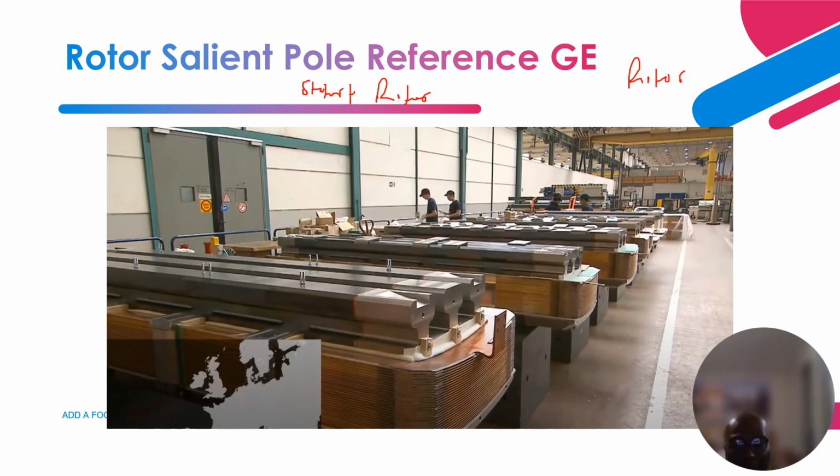Okay, so hydro generators have a salient pole rotor. And what does the salient pole rotor mean? These are the poles, right? These are the poles, and the poles are the ones that have the rotor winding on them, right? A hydro generator has a lot of poles, so that is why it moves at a slower speed.